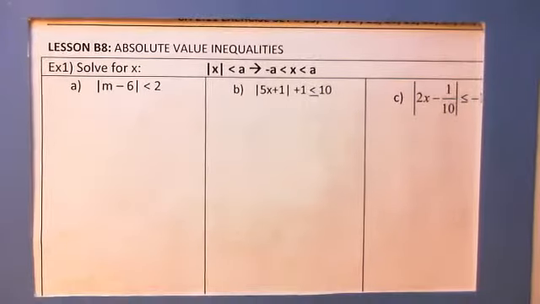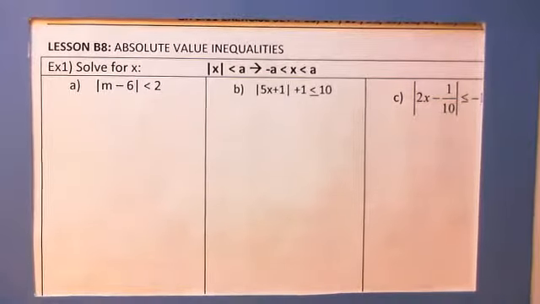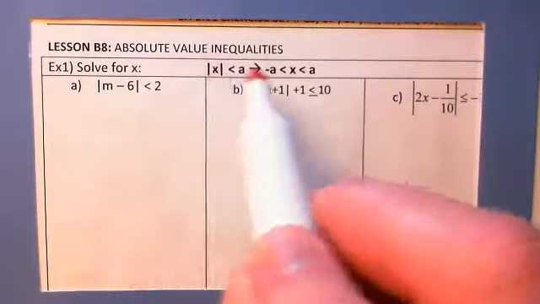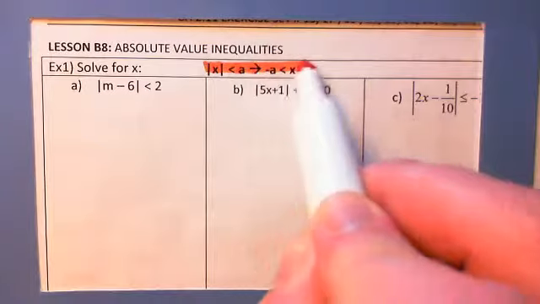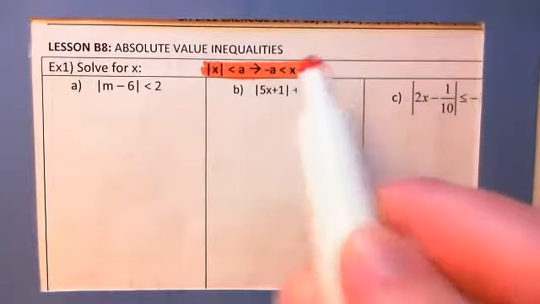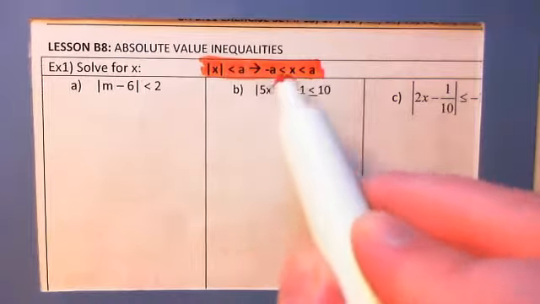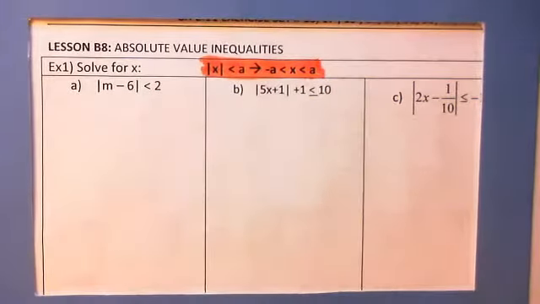Hello, welcome. This is going to be lesson V8, and it's going to be about absolute value inequalities. One of the things you need to remember is this property here. If you have the absolute value less than or equal to a number, you're going to change it into an AND statement like this. So if you ever see this symbol, you're going to change it into this. Okay, so let's look at these examples right here.